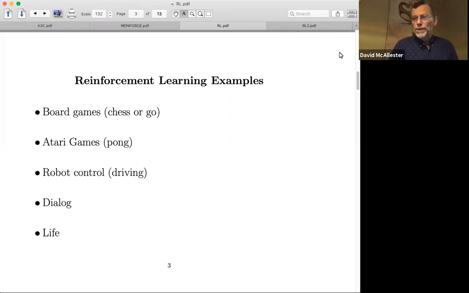Robot control, self-driving cars are an example of reinforcement learning. Dialogue, what we say to each other matters, right? It has consequences. So just choosing what to say can be viewed as a reinforcement learning problem. Life is a process of sequential decision making. People take this fairly seriously. Rich Sutton, who I worked with for a long time, really believes that this is the right way to formulate the game of life.